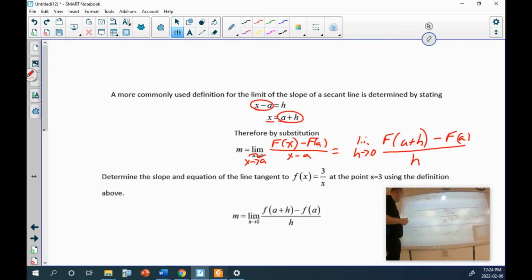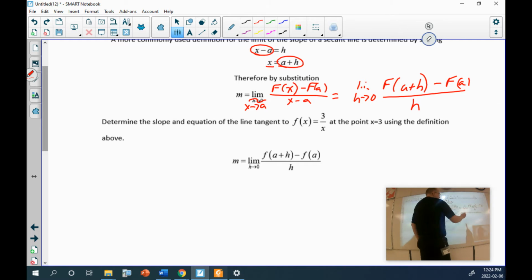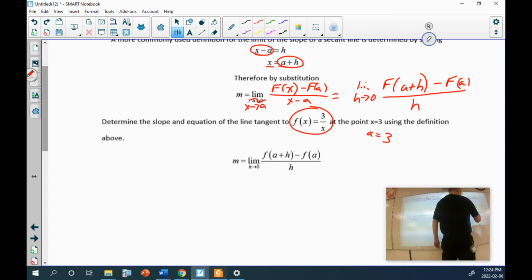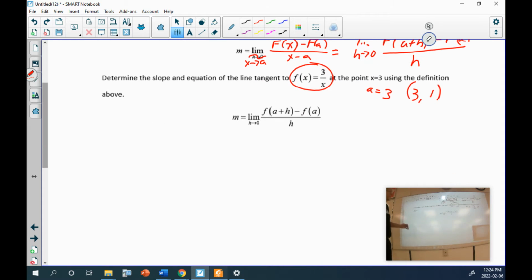Now, we're saying a is equal to 3, and this is our function. I could quite easily say a is equal to 3, and the point is (3, 1), and plug that in. I'm not going to in this case. I just plug 3 into here, I get the y coordinate. I'm going to actually work with the function because I want to work with the function.